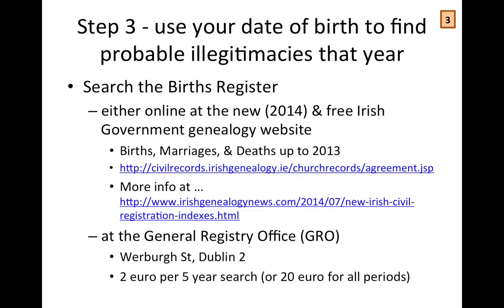The alternative is to actually go to the General Registry Office in Dublin, which is at Werburgh Street, and they will charge you €2 for every 5-year period you want to search, or €20 for all periods for that particular day. So the new website actually makes it a lot easier, and you could combine both methods if you wanted to.